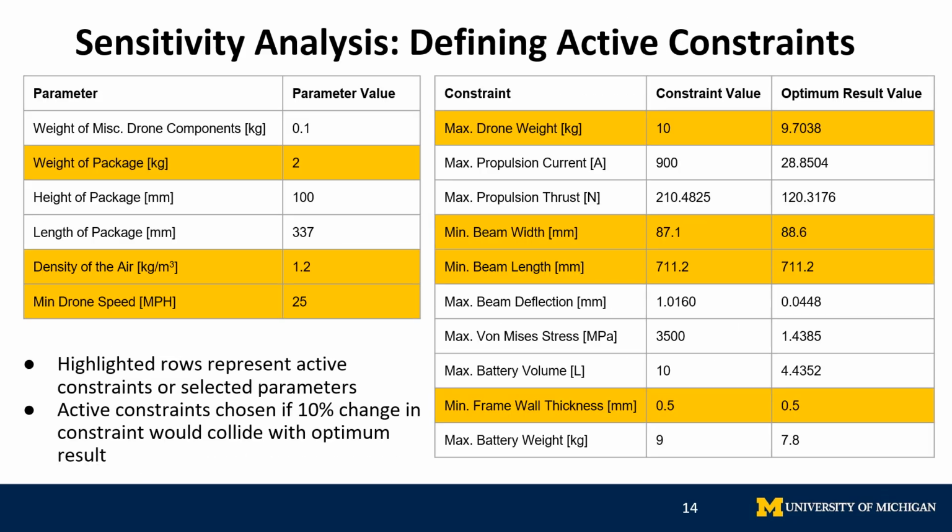The variable values that correspond to the refined system optimization from the last slide are shown in the rightmost column here. If these values are within 10% of the original constraint value, then they are considered to be an active constraint. This includes max drone weight, minimum beam width, minimum beam length, and minimum frame wall thickness. Since there were 6 parameters in the system, 3 were chosen for sensitivity analysis. They are package weight, density of the air, and minimum drone speed.